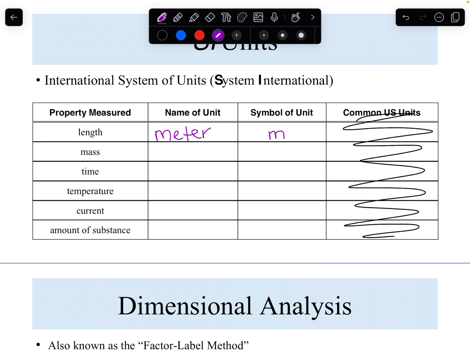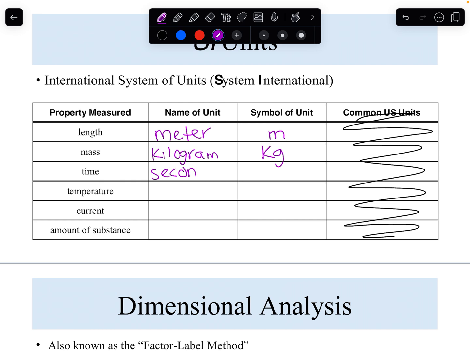And the symbol for meter is a lowercase m, not to be confused with milli. It's meter. Mass is actually kilogram. Gram is actually really, really small. So if we use gram, it's too small. Everything has to be really, really big. So that is kg.